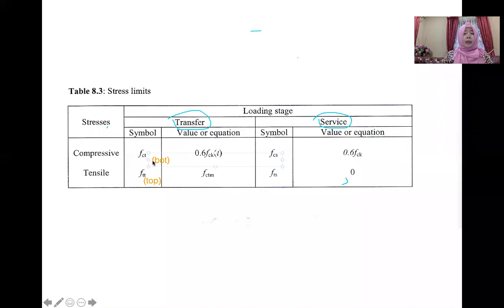So now we know that during the transfer, remember, we have something like this. We have a diagram like this, meaning that at the top, it must be at least FCTM. The value is FCTM, and then at the bottom, the value is 0.6 FCKT. So this is at the transfer.